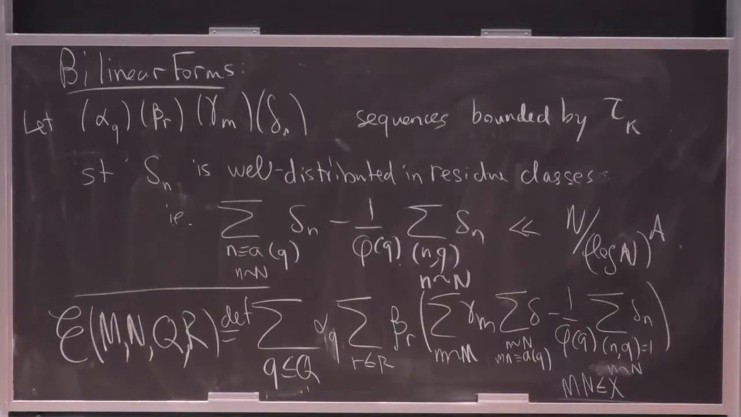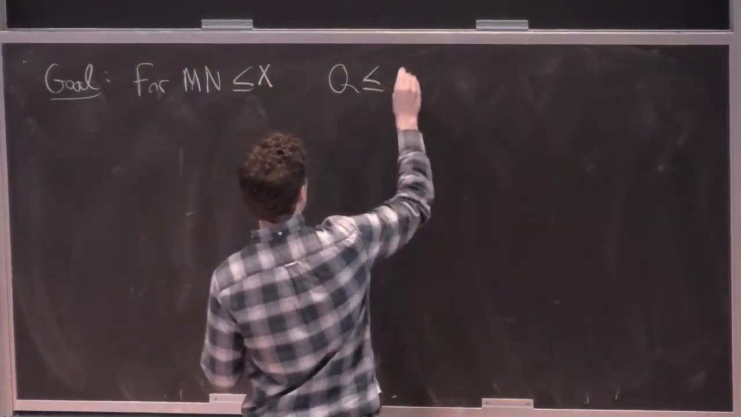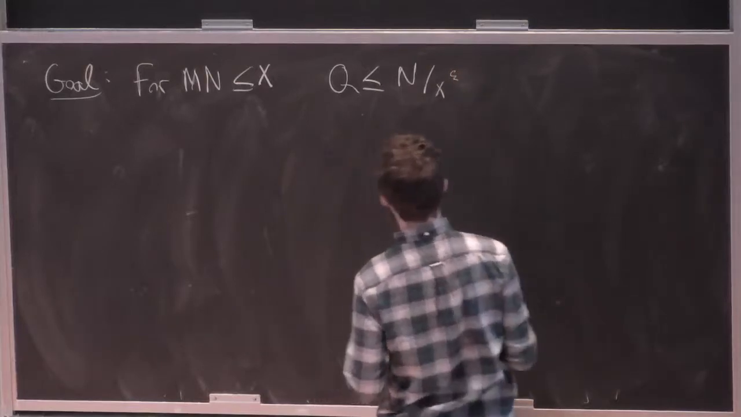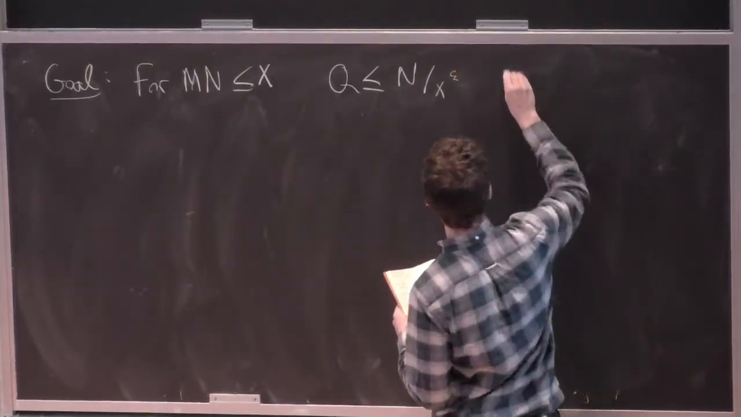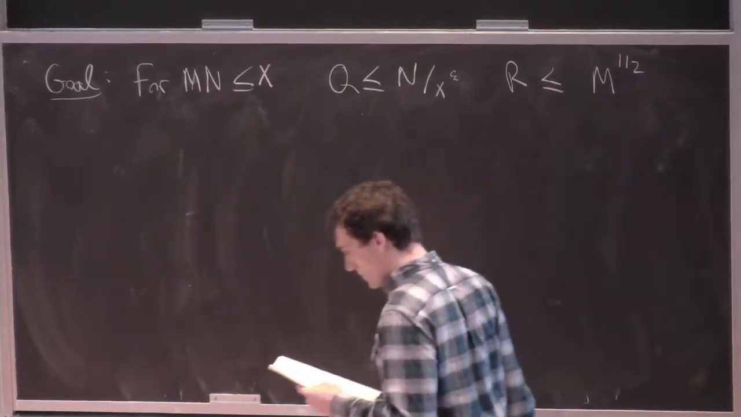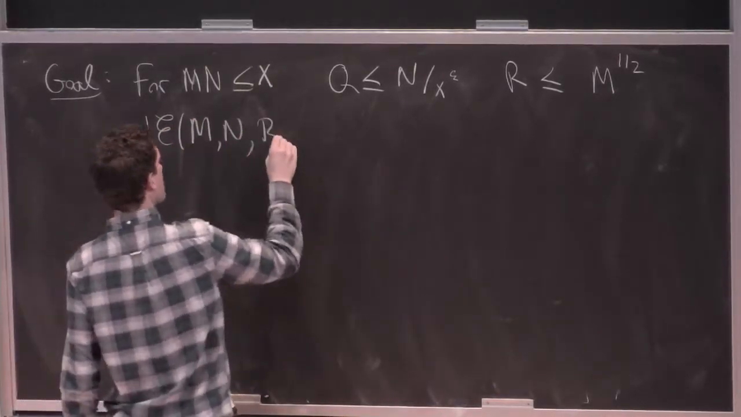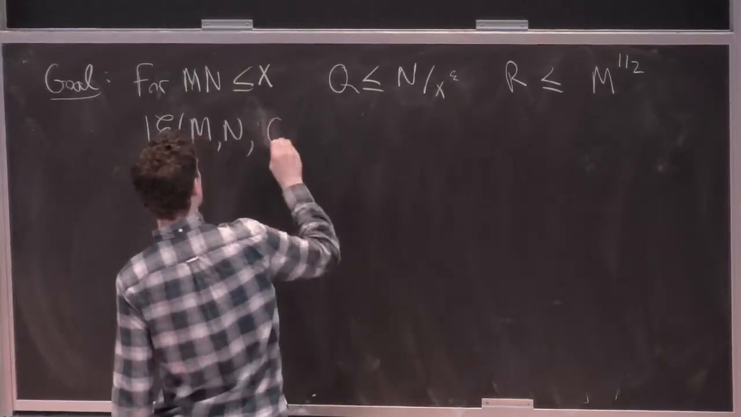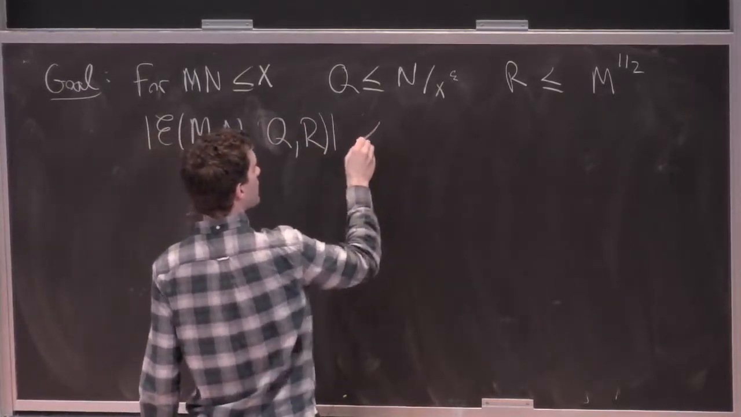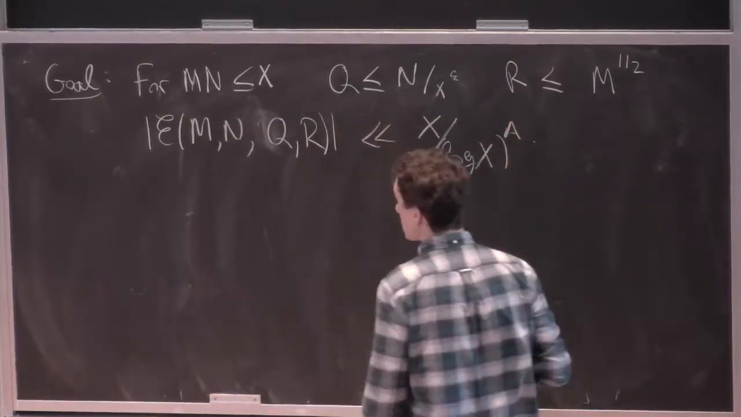So the goal is, for mn running up to x, q staying away from the extreme, and then r, maybe I can always assume it's bounded by something like m to the 1/2. Something like this.